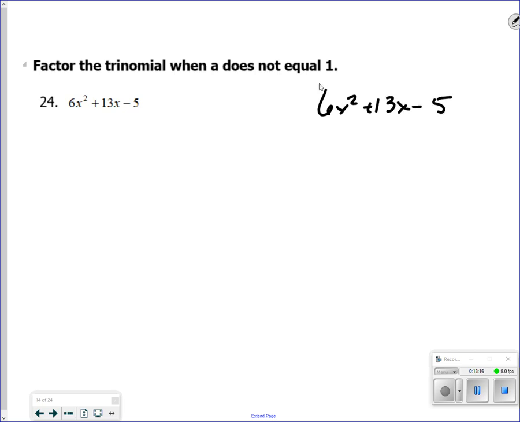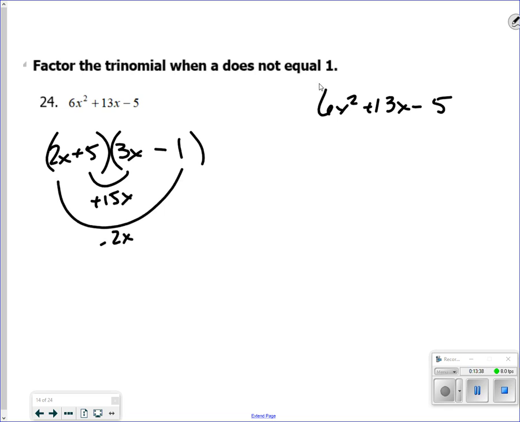So 2 things that multiply to be 6. 2x and 3x would be a guess. 2 things that multiply to be negative 5 would be a positive 5 times a negative 1. Order at which you do this does make a difference, and the signs make a difference. So when I multiply these 2 together, I get 15x. When I multiply these 2 together, I get negative 2x. And when I add them up, I get 13x, and therefore I did it right.